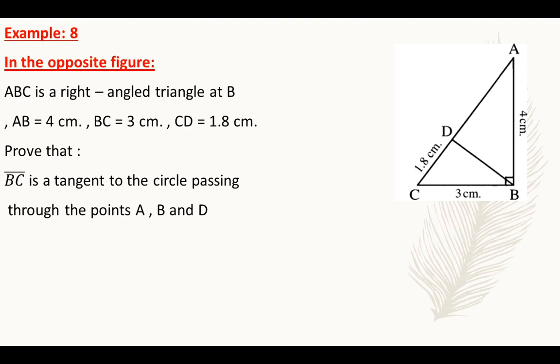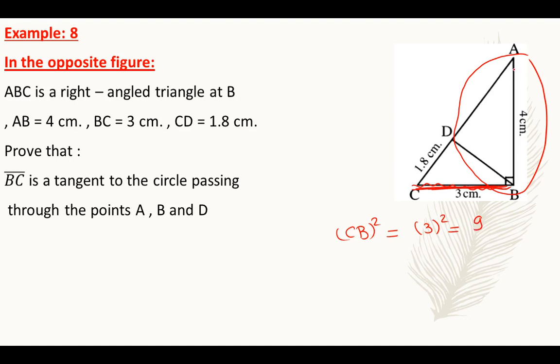Here we want to prove that BC is a tangent to the circle passing through the 3 points A, B, and D. So we will let that there is a circle passing through the points A, D, and B, and we want to prove that CB is a tangent. Here we will find CB power of 2. CB power of 2 will be equal to 3 power of 2, which is equal to 9.